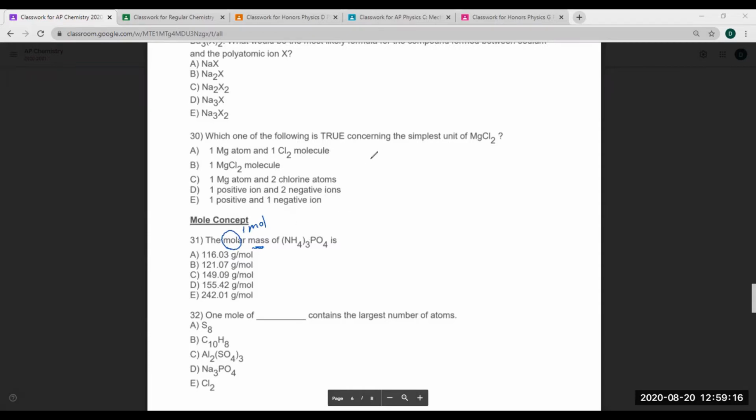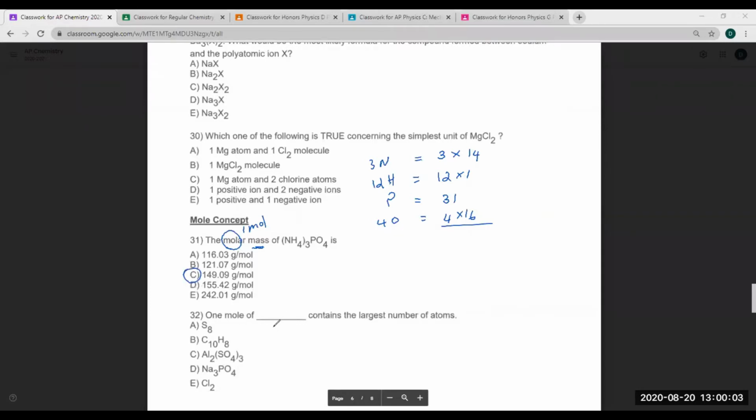So we have 3 nitrogens, 12 hydrogens, 1 phosphorus, and 4 oxygens. And let's transform those into weights. So you have 3 times 14, and then 12 times 1, and then the phosphorus, which is 31, and then 4 oxygens, which means 4 times 16. You add them up, 149.09.